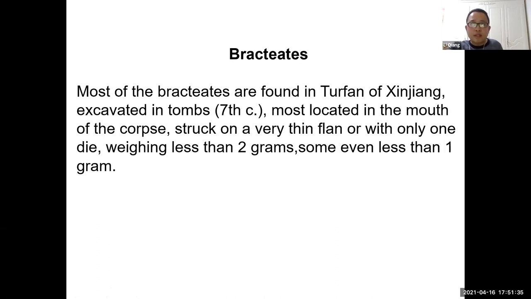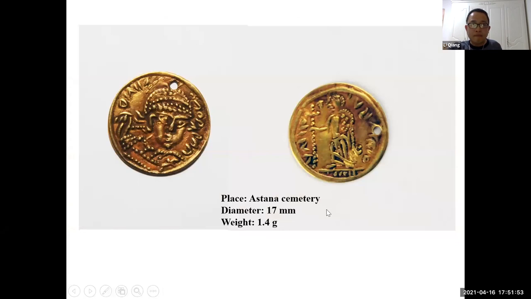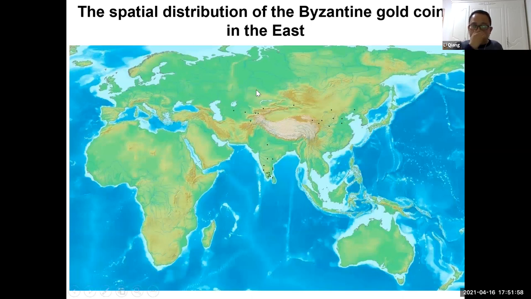So in this place, in the graves, many imitations, branches of the Byzantine coins were found. Here are examples. So you can see they were used as decorations, also there were holes there, you can see. And here, this map is about the findings of Byzantine coins and the imitations along the Silk Road. Here the Central Asia, here China, and here is India.